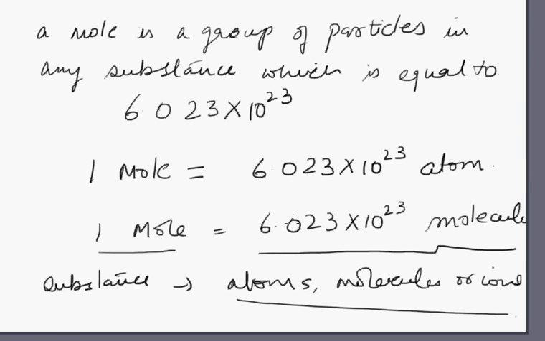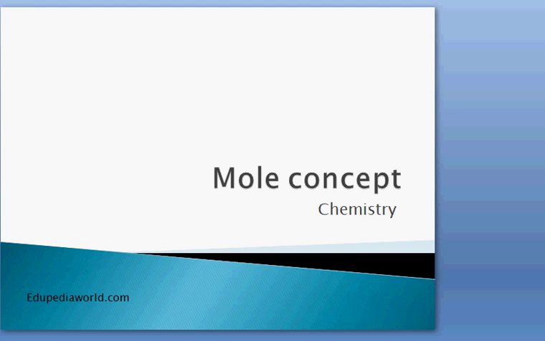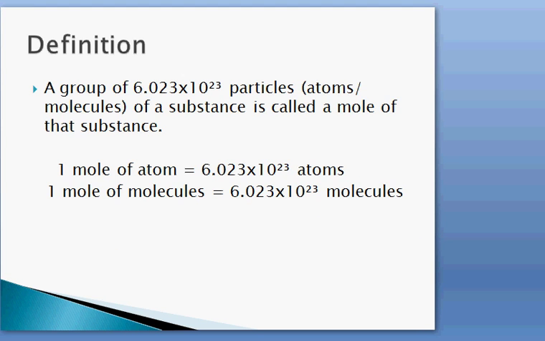Now let's see the proper definition. A group of 6.023 into 10 to the power 23 particles, it may be atoms, molecules or ions, anything of a substance, is called 1 mole of that substance. That is, 1 mole of atoms is this much of atoms. 1 mole of molecules is this much of molecules.